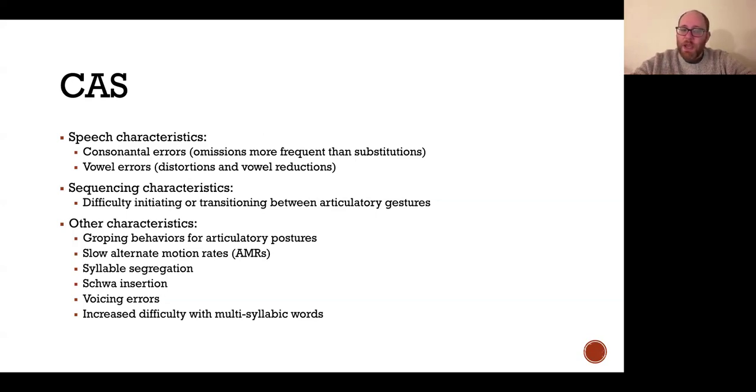They have that syllable segregation again, schwa insertion. As a bad example, I can't even think of a word. If we're looking at a word like baseball, that's a 2-syllable word where there's one syllable and then another. They might insert a schwa in the middle of it to make ba-uh-seball. That's a horrible example, but it gets the point across. They can have voicing errors. So if a sound is supposed to be voiced, they might make it voiceless and vice versa. And then they also, again, have difficulty with multisyllabic words.